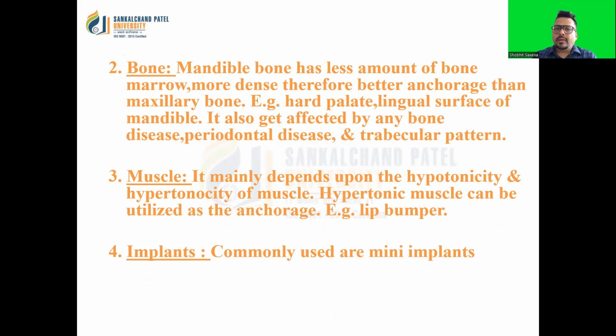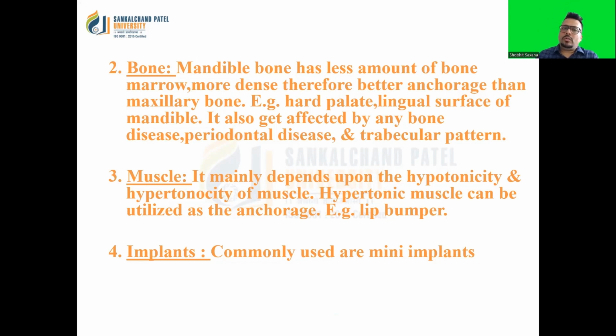Now the anchorage is affected by any underlying bone disease, periodontal disease, and it also depends upon the trabecular pattern. Now we'll see how muscle plays an important role in providing anchorage. It mainly depends upon the hypotonicity and the hypertonicity of the muscles. Hypertonic muscles can be utilized as an anchorage. For example, lip bumper. If the lower lip is hypertonic, then in those cases we can give a lip bumper, which later on can be used for the distalization of the lower molars.